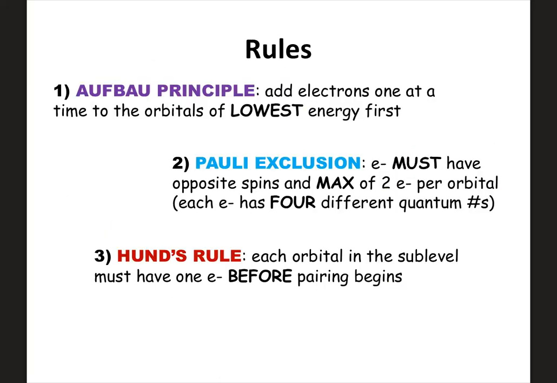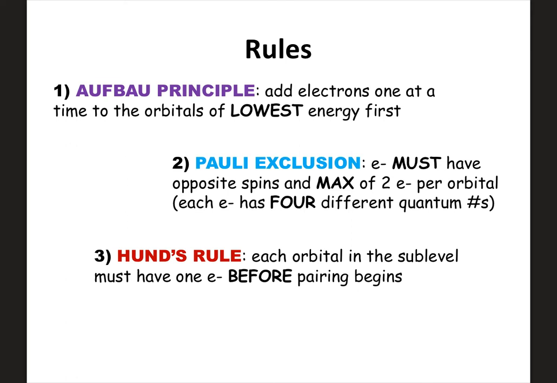In order to do any electron configuration, there are 3 rules that must be followed, and we will apply them as we go. The Aufbau principle says that you have to add electrons one at a time to orbitals of the lowest energy first. We already talked about the energy levels: the first was the lowest in energy, and as you went up to 7, you got higher in energy. S's were lower in energy than P's, which were lower than D's, and so on. So Aufbau says you add electrons to the lowest energy first.